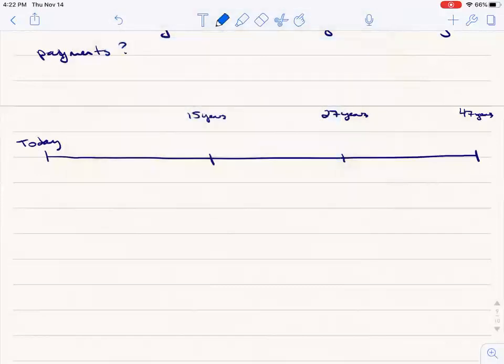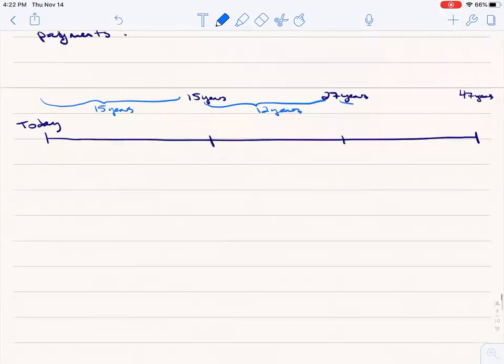Because this distance here is 15 years. Between 27 and 15, 27 minus 15, there's 12 years. And then between 27 and 47, there's 20 years. Okay.